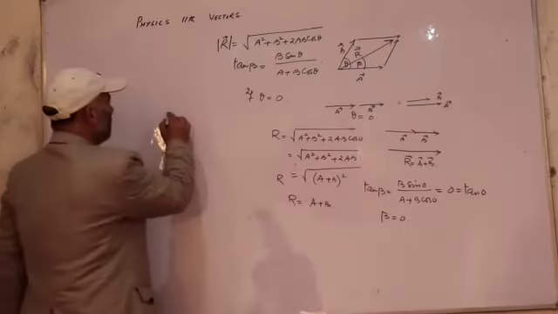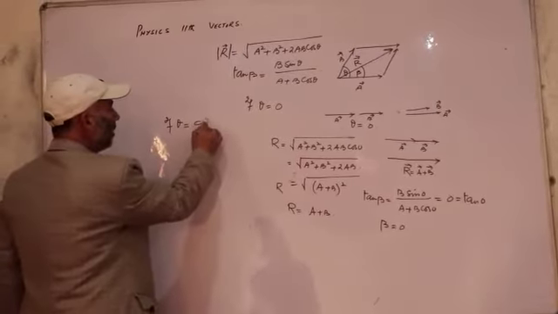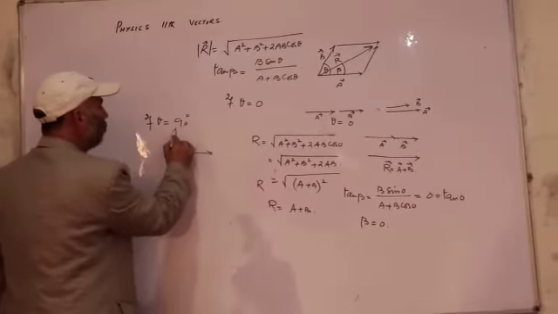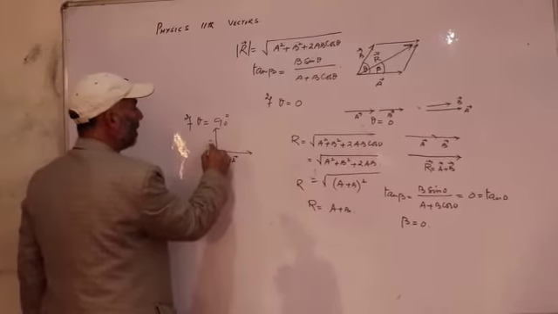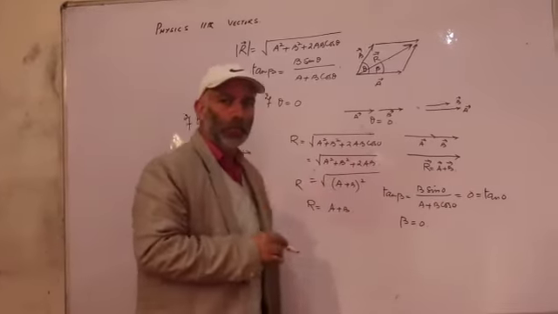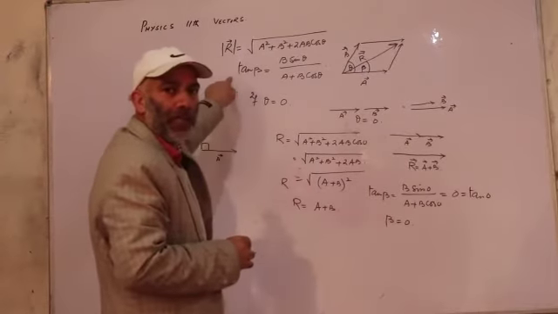So, next, if theta is 90, what do you understand by this, that theta is 90? Yeah, yeah. This means the two vectors are perpendicular. Ye aa gaya idhar, the two vectors are perpendicular. So perpendicular vectors mein hame nikalna hai what is magnitude and direction of the resultant.